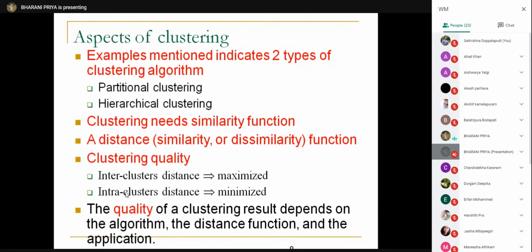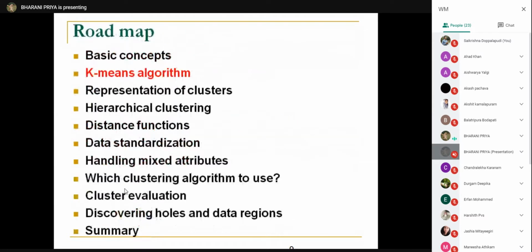No need. Okay. So when calculating the distance, you will see that the intercluster distance is maximum and the intracluster distance is minimum. And the quality of clustering results depends upon the algorithm, the distance function, and the application you are using.